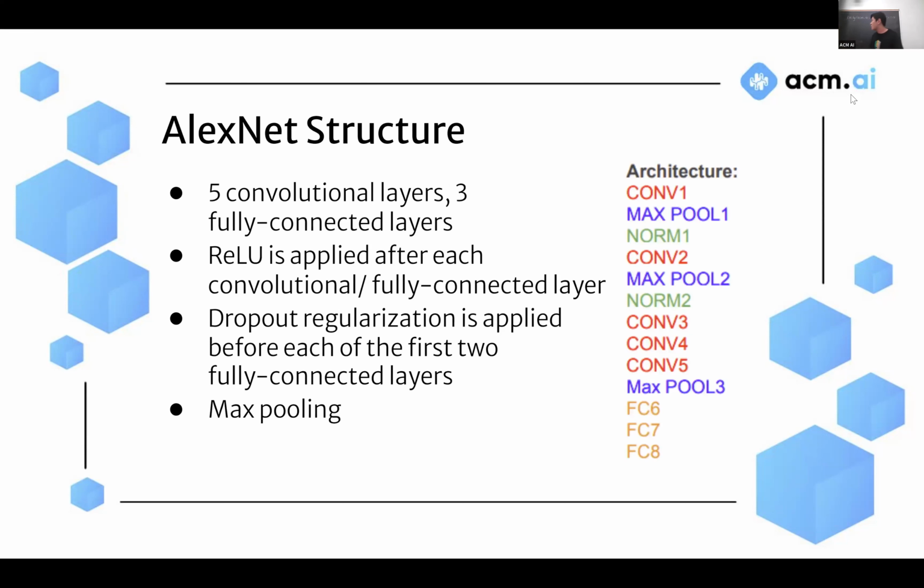But its structure looked like this. You have a convolutional layer, max pooling, normalization, max pooling, normalization, max pooling, and some fully connected layers at the end. This looks familiar, right? It seems like what we have looked at. Why didn't people do this before? Why didn't people go this deep?